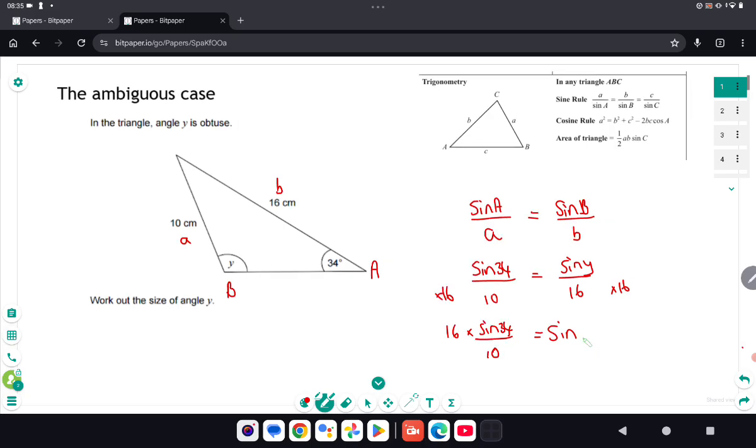I'm just going to type that into my calculator. Okay, we get 0.894 goes on forever, equals sin y. How do we make y the subject here? We need to sin to the minus 1 both sides. So if we sin to the -1 our entire answer on our calculators, we get 63.47. Now, that's not an obtuse angle, is it?